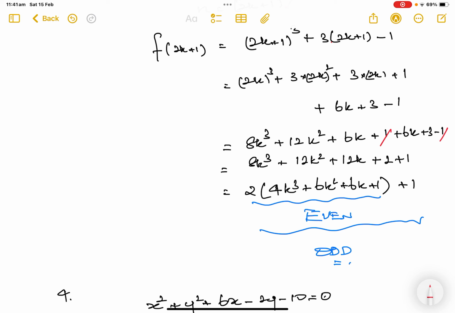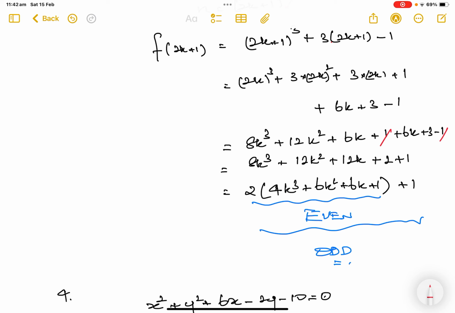If we simplify it, 2k cubed is 8k cubed, plus 2k squared is 4k squared times 3, 12k squared. Plus 2 times 3 is 6k, plus another 6k, plus 3 minus 1. The plus 3, plus 1 and minus 1 cancel out to leave the constant. What we have here is 8k cubed plus 12k squared plus 12k.